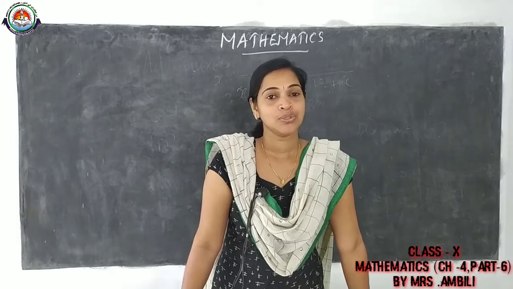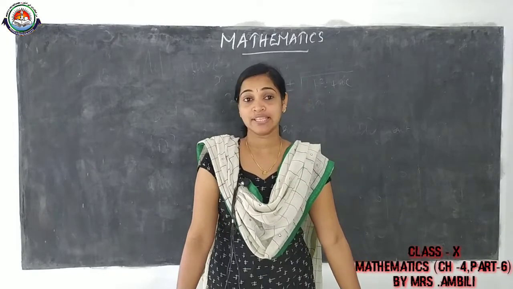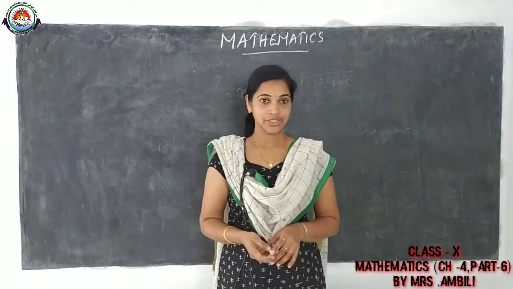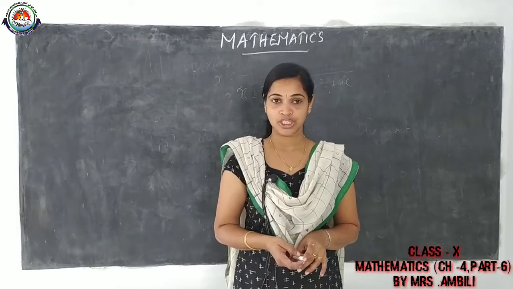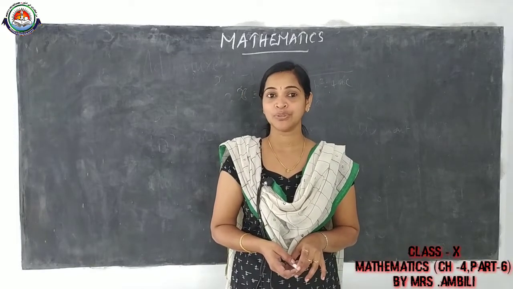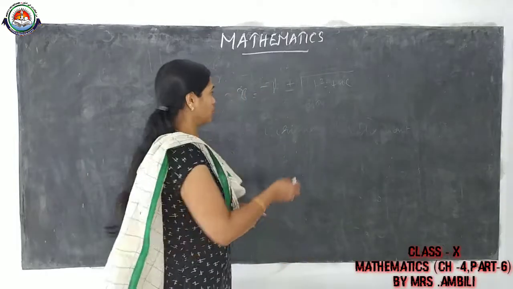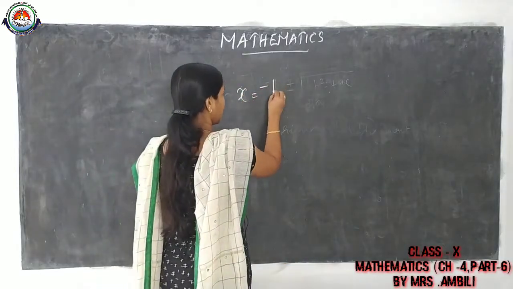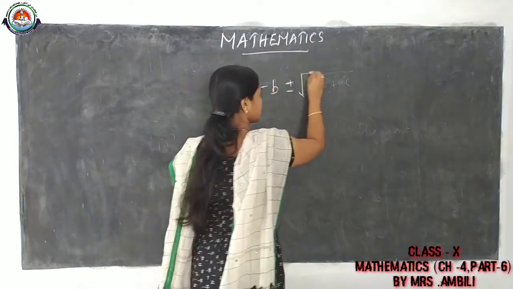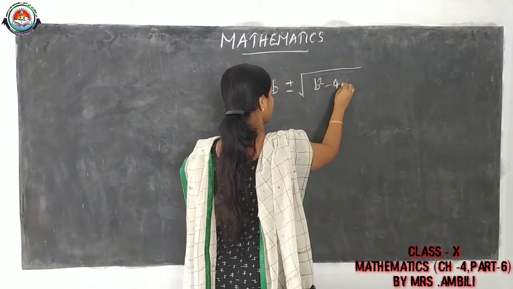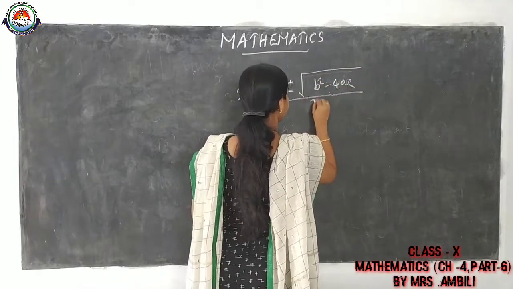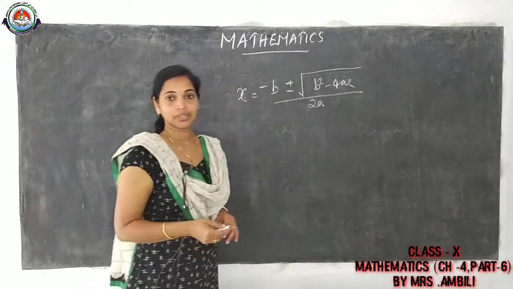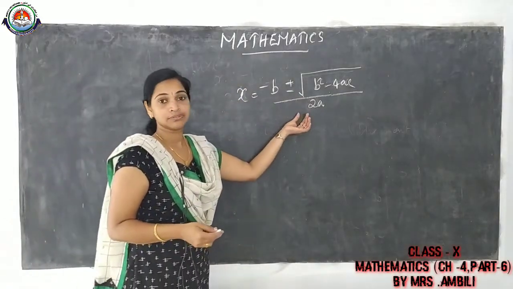In the previous section you have seen that the quadratic equation ax square plus bx plus c equal to 0, with a not equal to 0, is solved by the quadratic formula x equal to minus b plus or minus root b square minus 4ac divided by 2a. This is our quadratic formula.